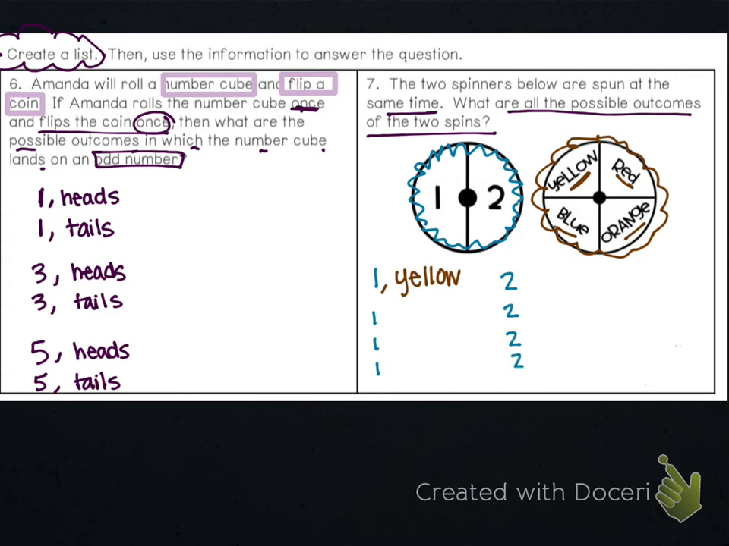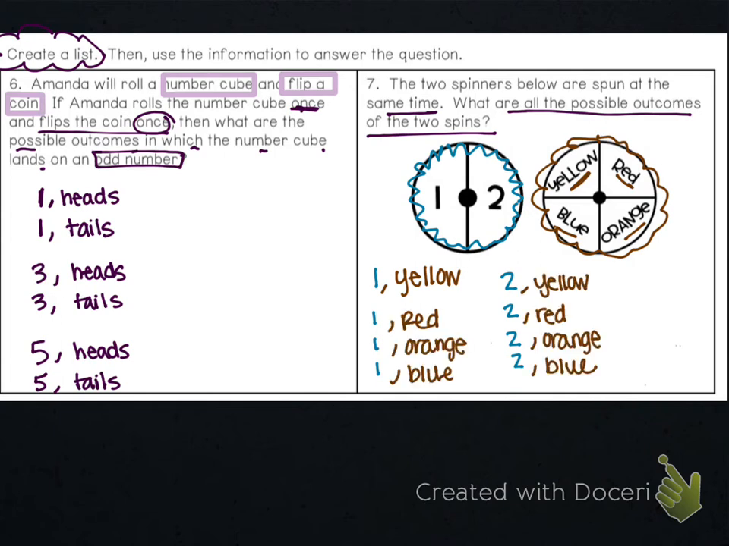Go ahead and press pause and finish this one out, and then press play when you have finished. Okay, so this is what yours should have looked like, and so you would have a total of 8 possible outcomes. 2 times 4 equals 8. POs for possible outcomes.